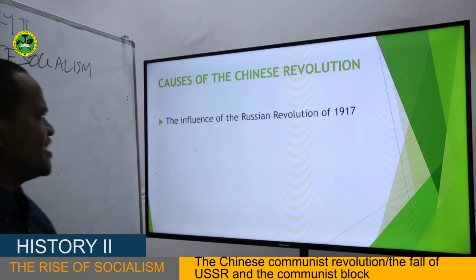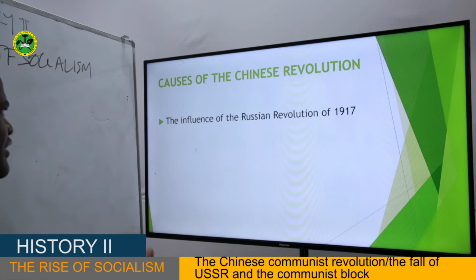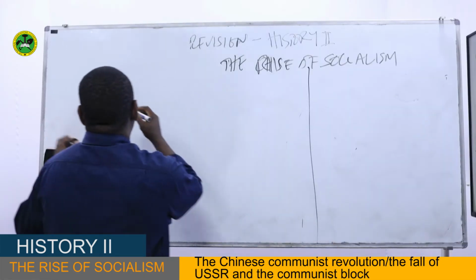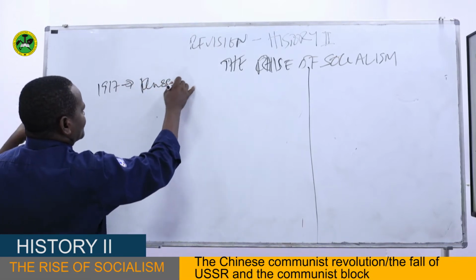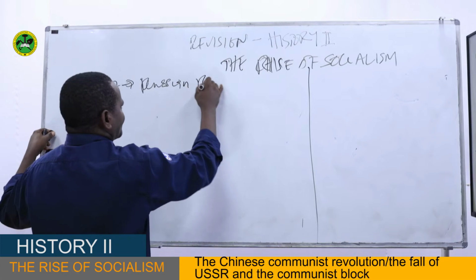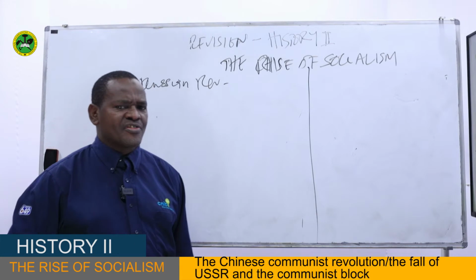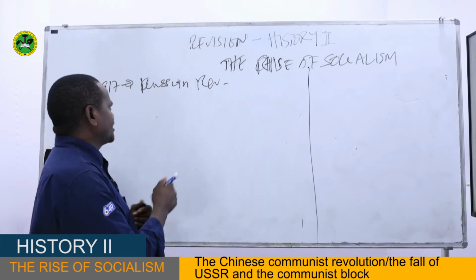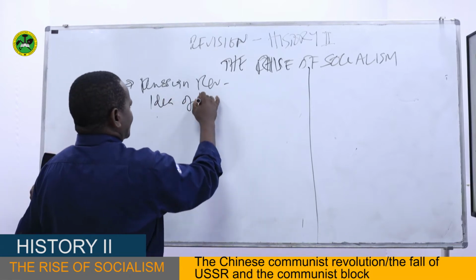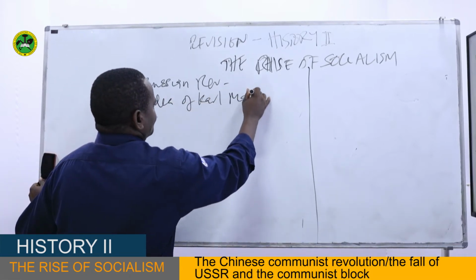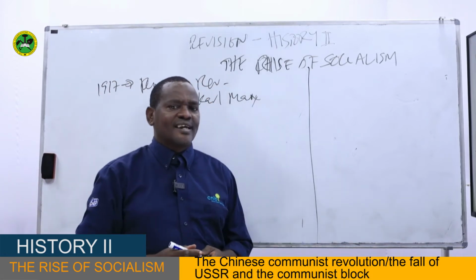Another cause for the rise of the Chinese Revolution is the influence of the Russian Revolution of 1917. My dear students, in 1917 there was a revolution which took place in Russia, and of course, we've discussed it already. The Russian Revolution had a lot of influence on the Chinese Revolution. Why? Because the Russian Revolution was the first revolution to put into practice the ideas of Karl Marx, and it was very successful.